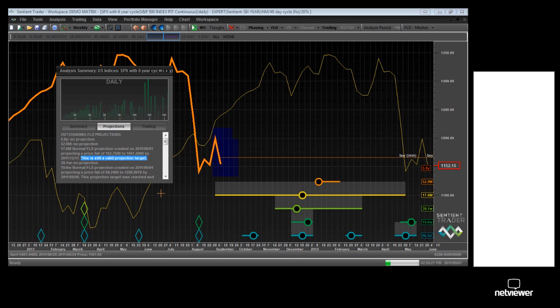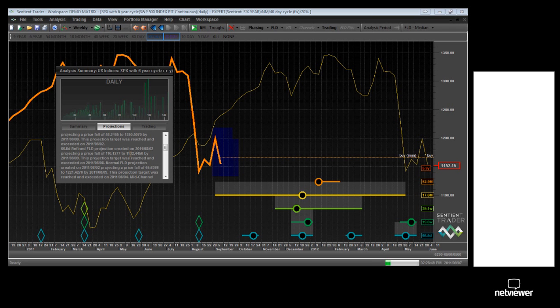Of 152 points to 10-1 by the 17th of December 2011. It says here, this is still a valid projection target. All right, so there is that projection, all done for you by Sentient Trader. As you can see, there are several other projections.